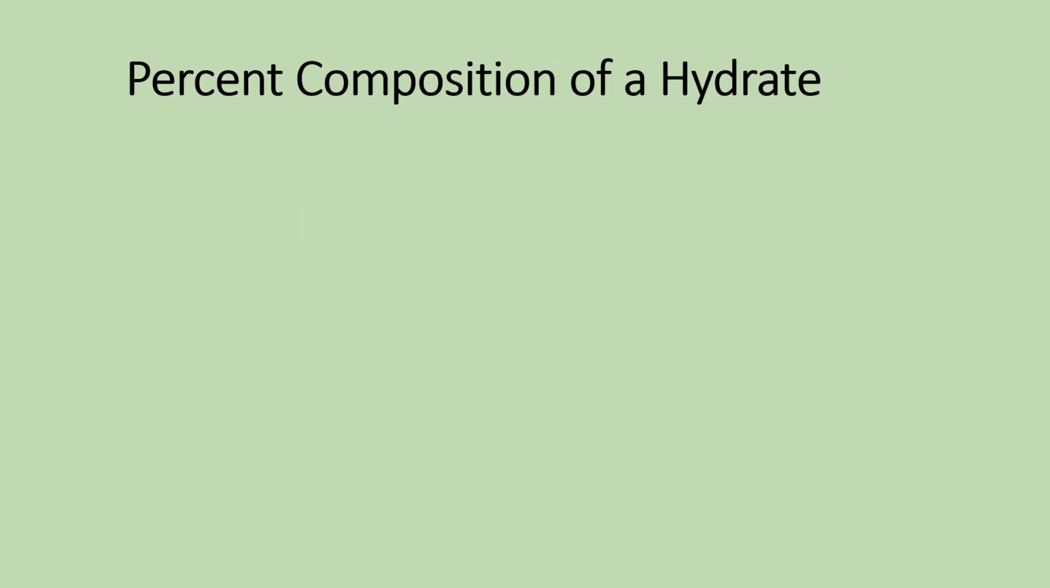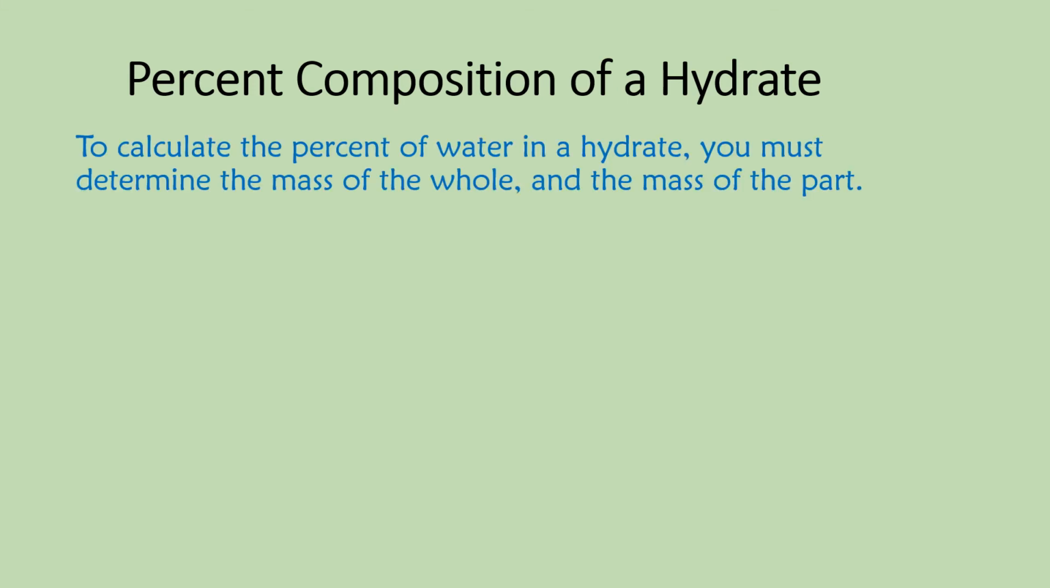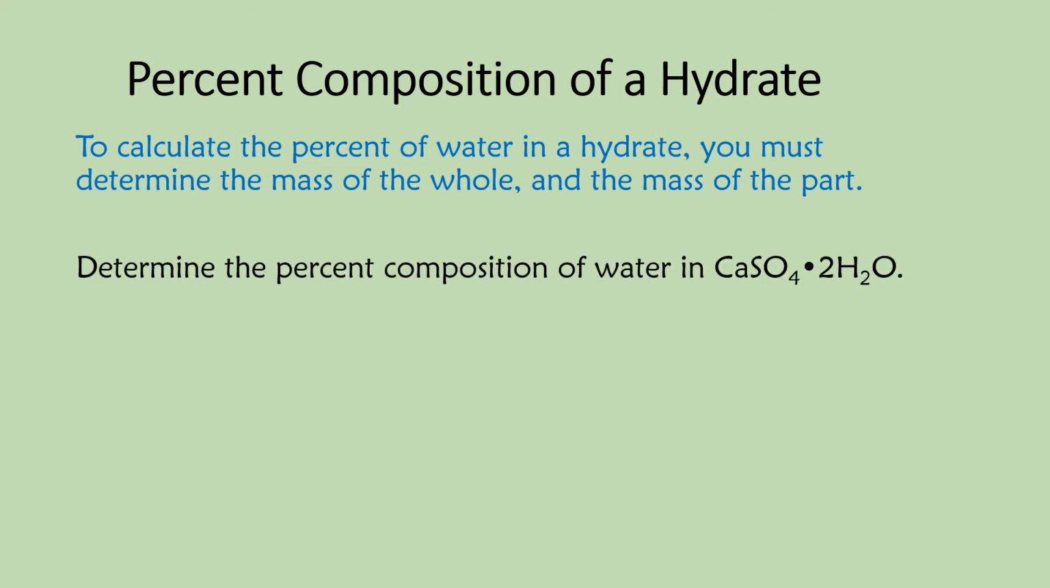So let's practice how we can calculate the percent composition whenever we are dealing with hydrates. So we do the same old thing. We calculate the mass of the whole and the mass of the part. So let's say here's a question and it's saying calculate the percent composition of water in this calcium sulfate hydrate. So first of all, you calculate the mass of the part, which is your water part. We have 2 moles of water, so make sure that you're also taking that into account when you are calculating the molar mass or the gram formula mass.